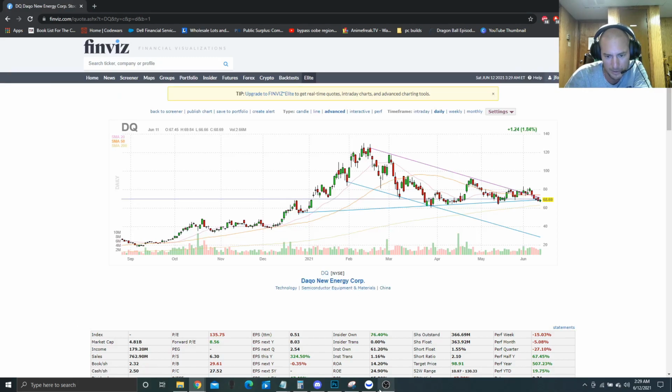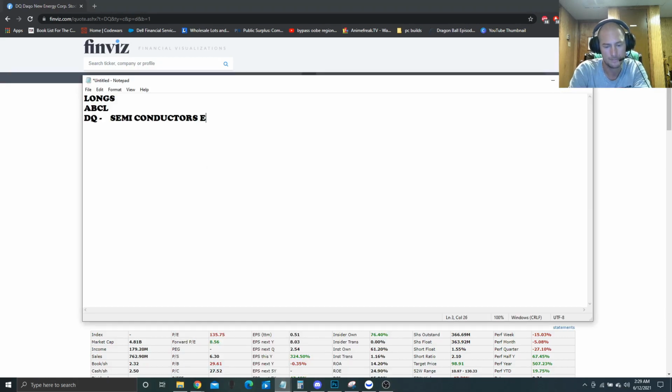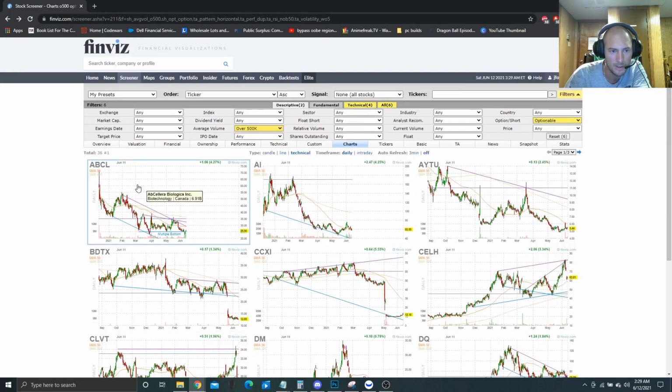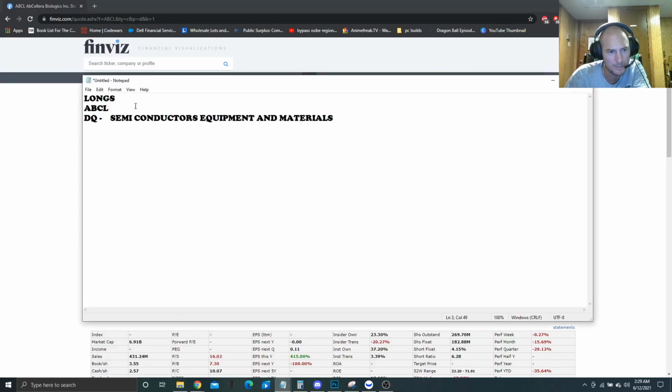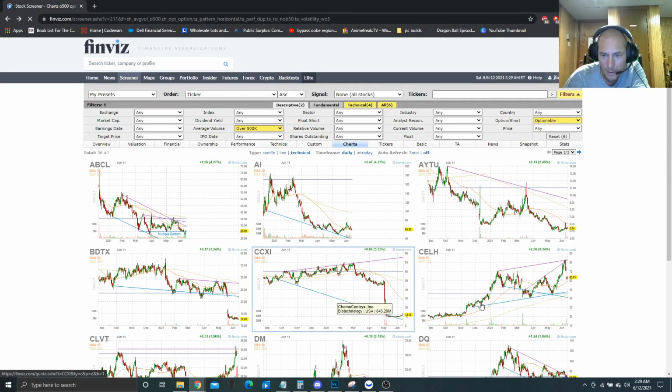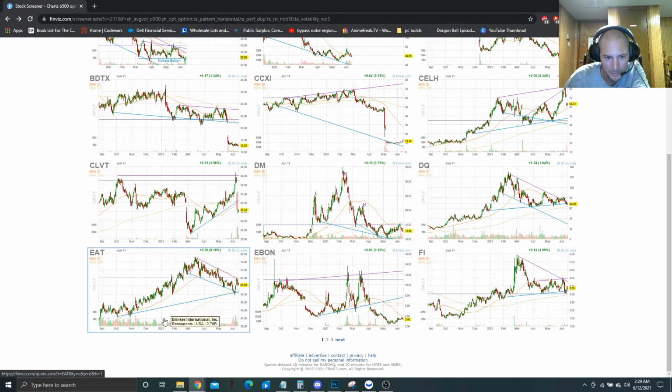Semiconductor equipment and materials. So we're going to want to check a couple more things though also. Right. I need to go back and double check the sector for ABCL also. It's going to be a biotech. I'm not really fond of biotech companies just in general, but that setup does look decent. Right. So now we continue on.